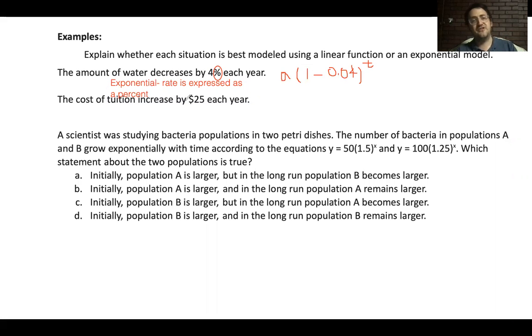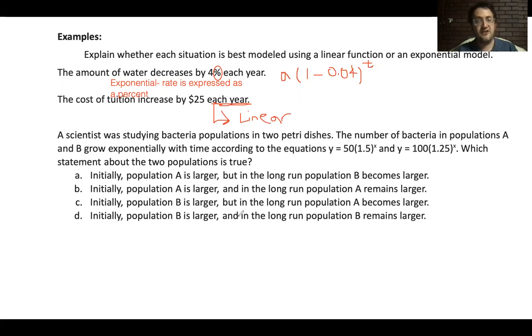Now, the cost of college tuition, man, those are the good old days. It's probably more like $2,500 a year now, or something like that. But each year, this type of language is a giveaway that it is linear, and that it would fit y equals mx plus b.